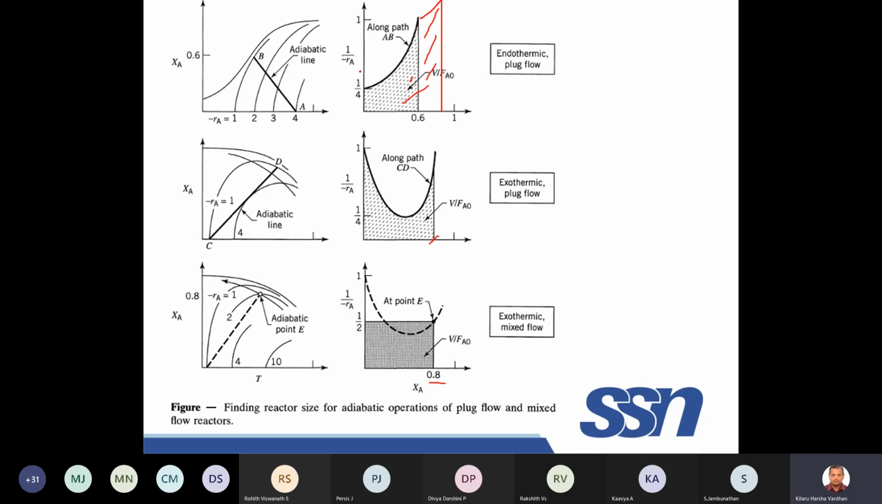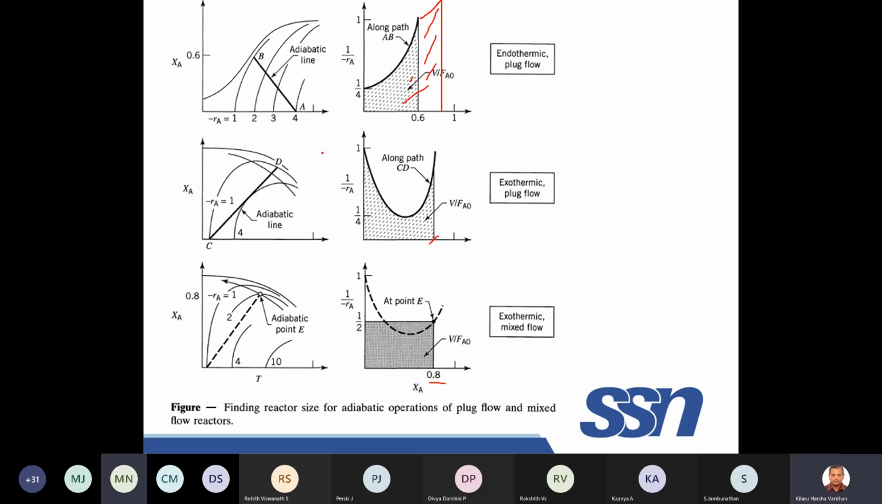So remember, if it is going to your left side, then it is endothermic, and if it is going towards your right side, then it is exothermic, right? Any doubt here? Can I go for the next thing?